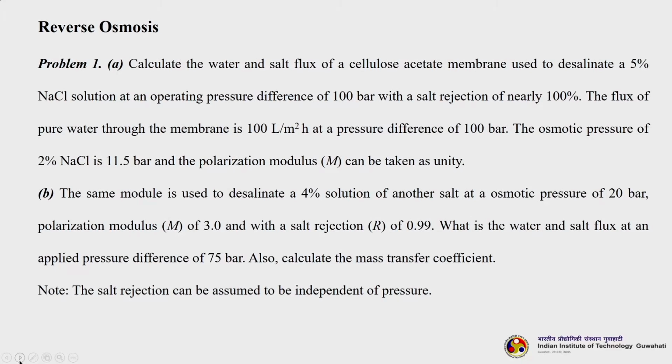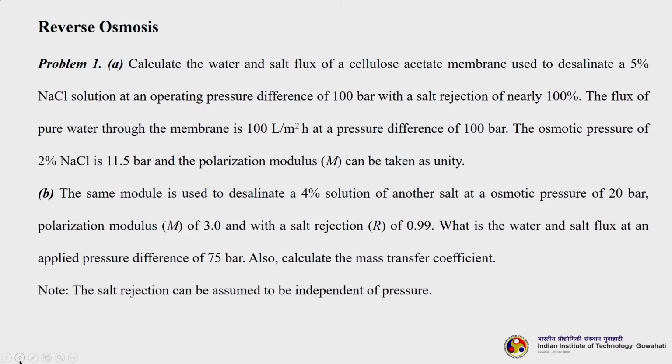It has been given something like this: calculate the water and salt flux of a cellulose acetate membrane used to desalinate a 5% sodium chloride solution at an operating pressure difference of 100 bar with a salt rejection of nearly 100%. The flux of pure water through the membrane is 100 liters per meter square hour at a pressure difference of 100 bar. The osmotic pressure of 2% sodium chloride is given as 11.5 bar, and the polarization modulus M can be taken as unity.